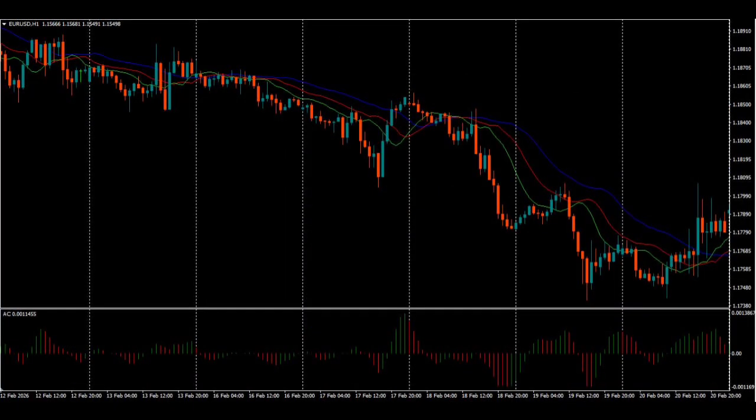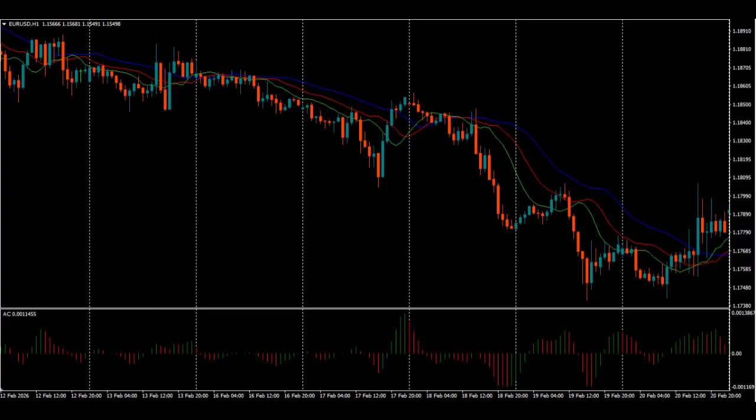Let's start with the beast himself, the alligator. This indicator does one simple thing. It keeps us out of trouble. It tells us when we should be trading and when we should be sitting on our hands. You have three lines here. The jaw, blue. The 13-period SMMA displaced 8 bars.